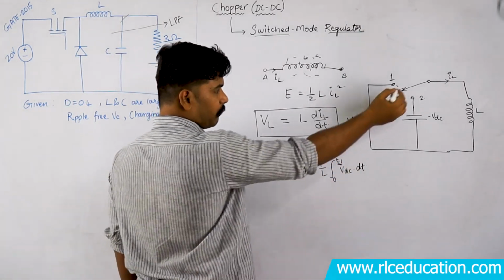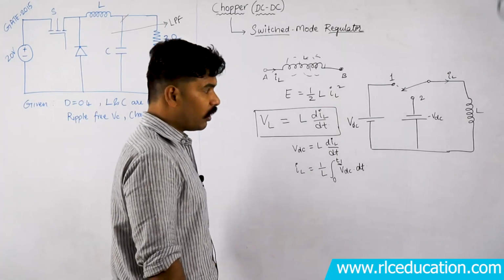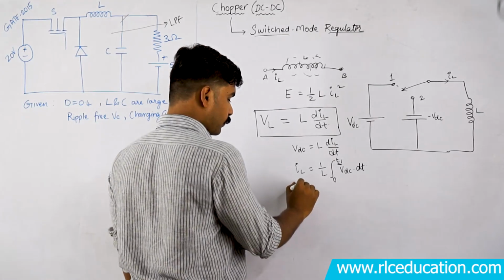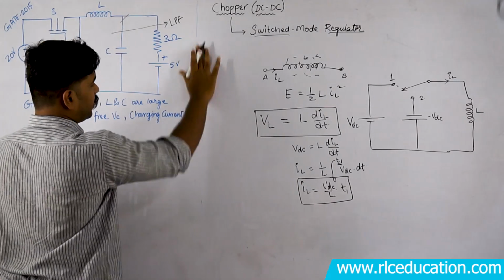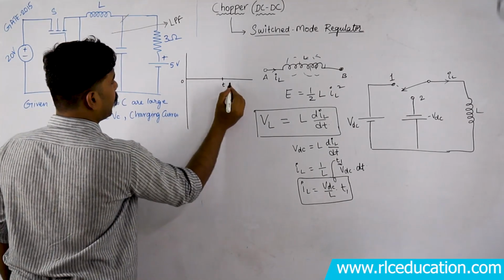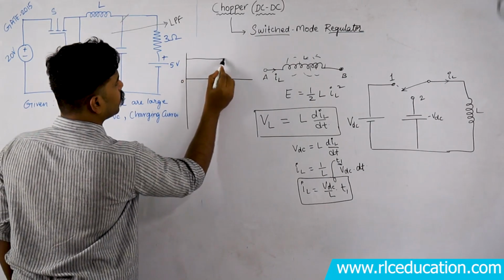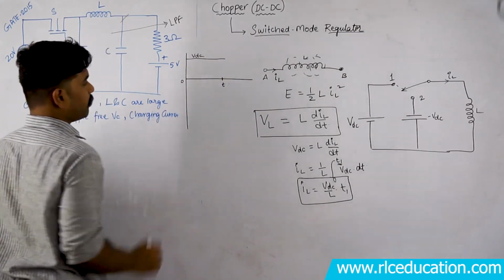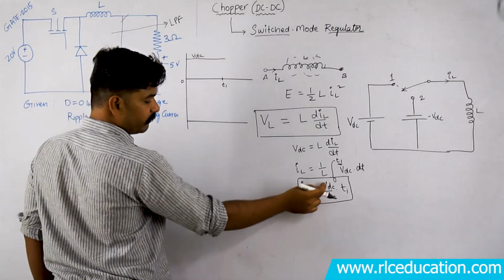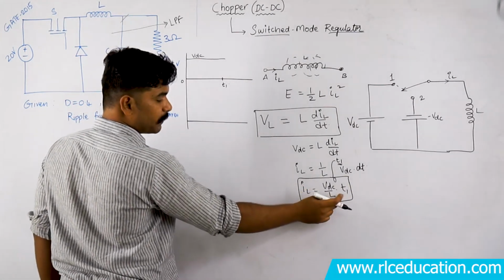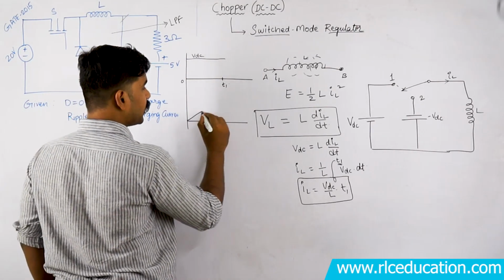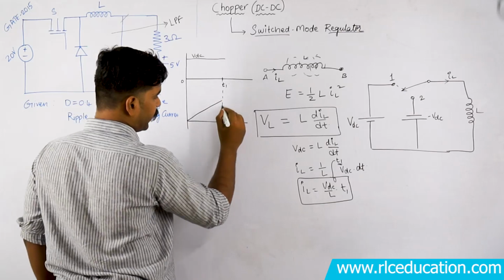T1 is the time for which I am closing the switch at position number 1. Since VDC is a constant, IL will come out to be VDC by L into T1. So if I simultaneously try to plot the waveforms here from 0 to time T1, I am applying some voltage across the inductor that is equal to how much? VDC voltage I am applying. But in the same time duration 0 to T1, how is the current? VDC by L into T1. That means this represents a ramp signal, a positive ramp, isn't it? So the current value is increasing up to how much time? Up to T1 time, the current is increasing.